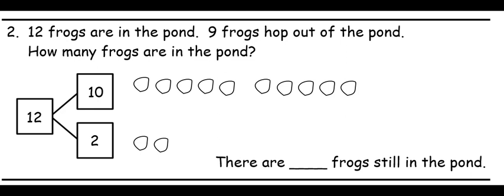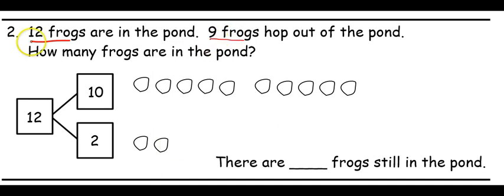The next problem says 12 frogs are in the pond. 9 frogs hop out of the pond. How many frogs are in the pond? We've started with our 12 frogs. We're showing it on the number bond as a group of 10 and 2. And we have the 10 circles on the top row and then 2 more to show the 12 frogs.